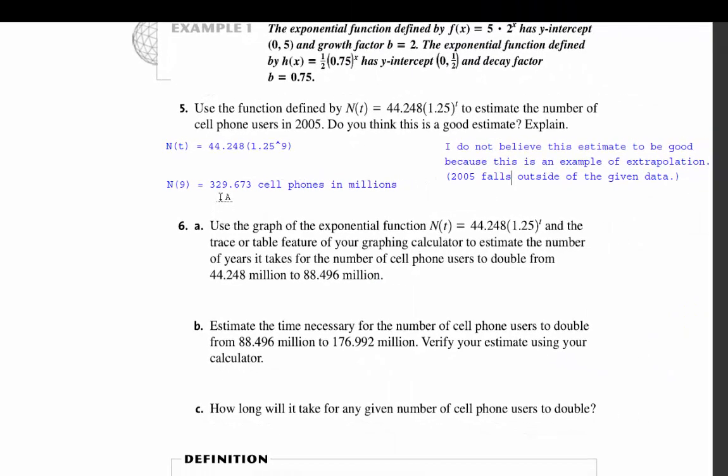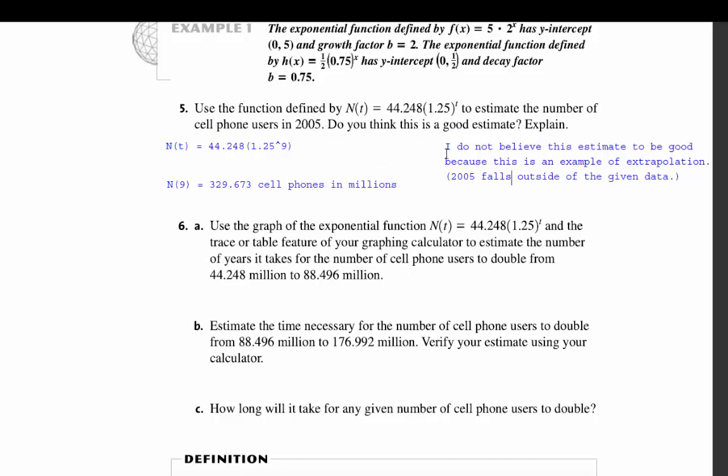So my answer is 329.673 cell phones in millions, or you could say 329,673,000 cell phones. That's how many phones we predict in 2005, according to our model.